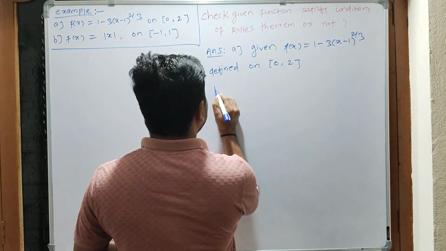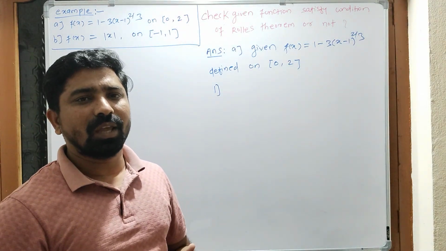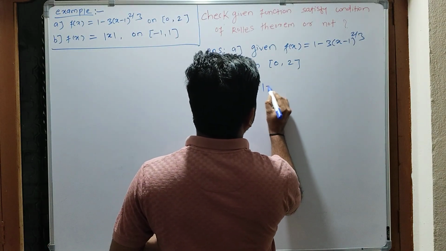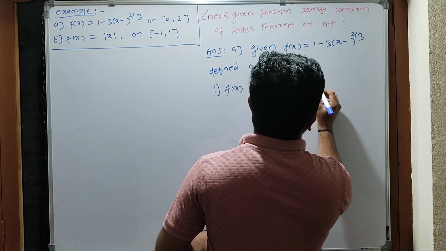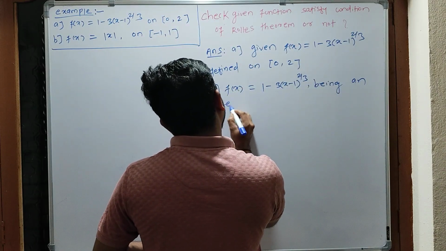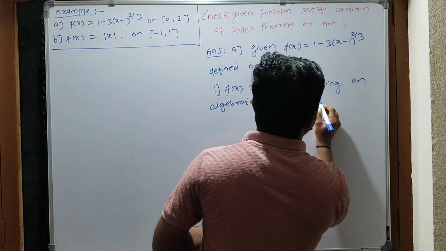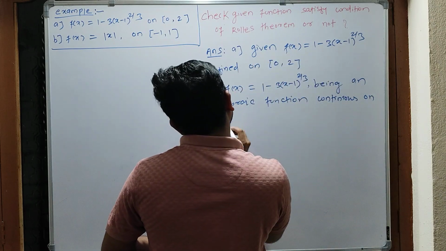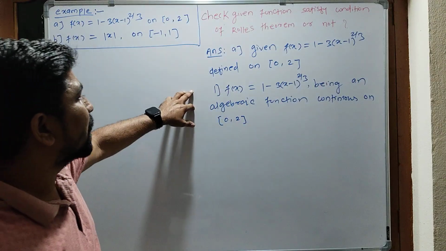The first condition of Rolle's theorem says to check whether the given function is continuous on the closed interval [a, b] or not. So f(x) = 1 - 3(x - 1)^(2/3), being an algebraic function, is continuous on the closed interval 0 to 2.